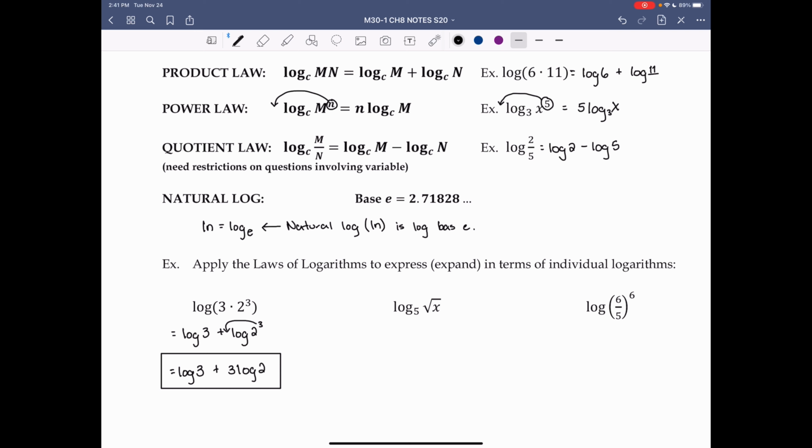Next one is log base 5 of the square root of x. Square root we can change to a fraction exponent, so we write that as log base 5 of x to the power of 1/2. Then we have the power rule. We can take that exponent on the argument and multiply it to the log. Then we get 1/2 log base 5 of x.